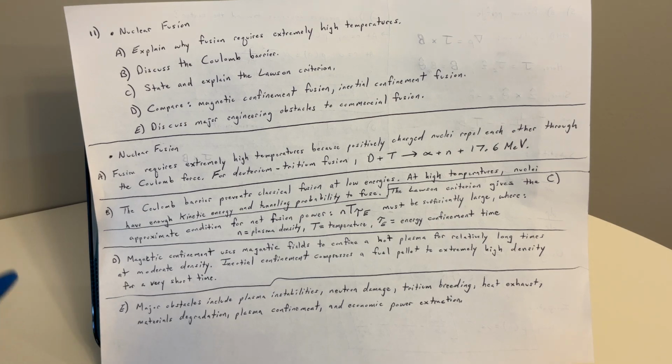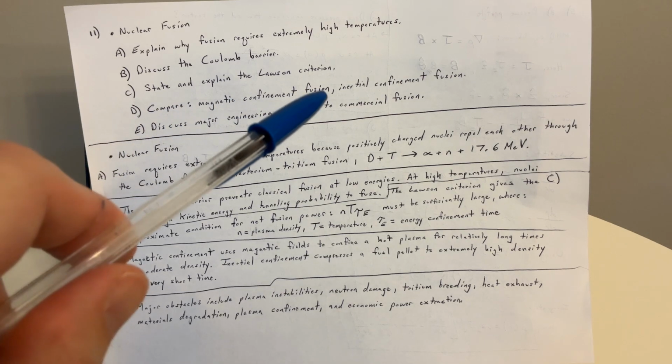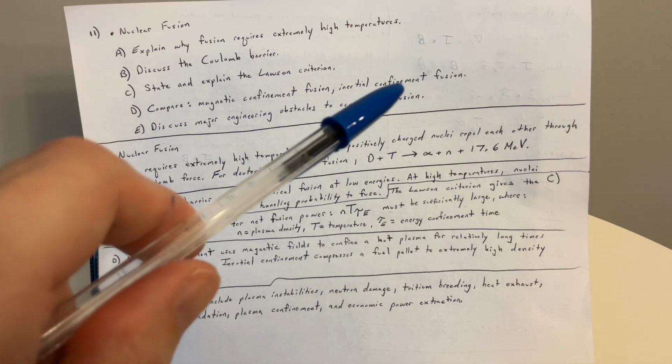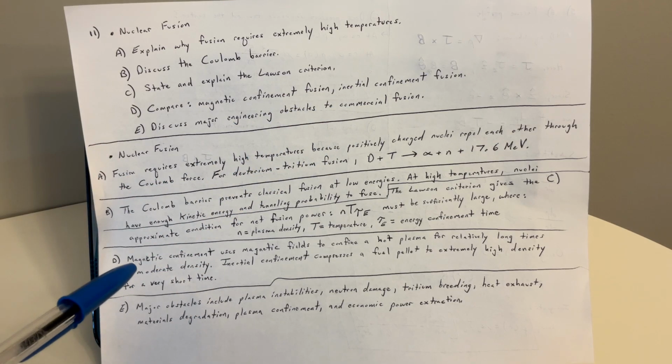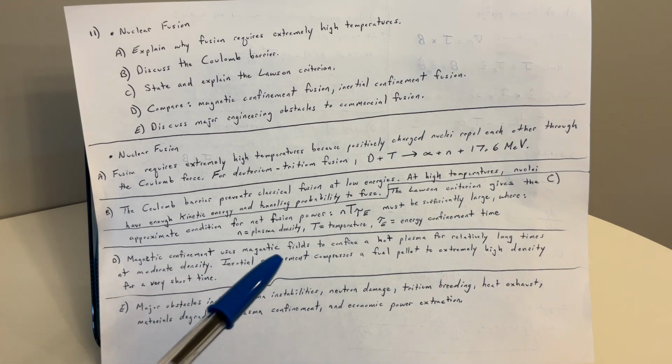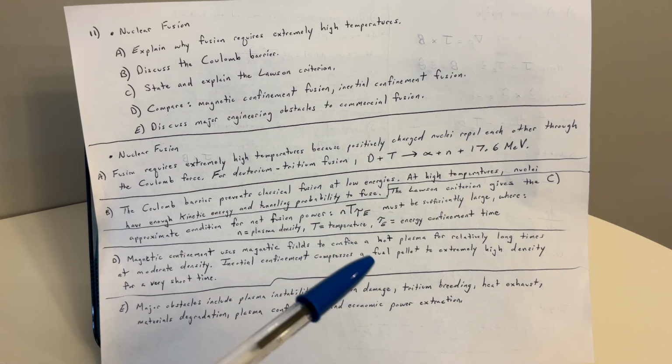Went pretty fast. Letter D, compare magnetic confinement fusion and inertial confinement fusion. Magnetic confinement uses magnetic fields to confine a hot plasma for relatively long times at moderate density. Inertial confinement compresses a fuel pellet to extremely high density for a very short time.